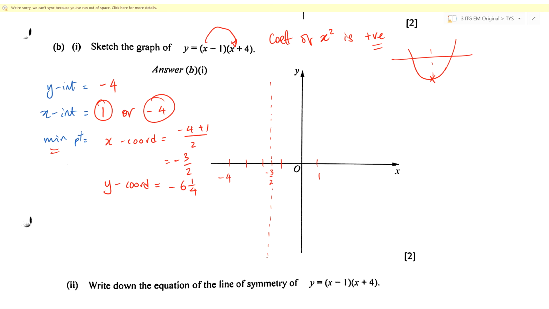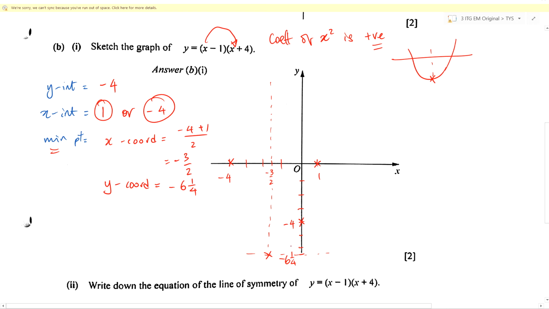Now my y-intercept is negative 4. 1, 2, 3, 4. My y-coordinate for the minimum point, 5, 6, and a little, negative 6 and 1/4. So this is my minimum point. These are my x-intercepts and my y-intercept here. Join them up.